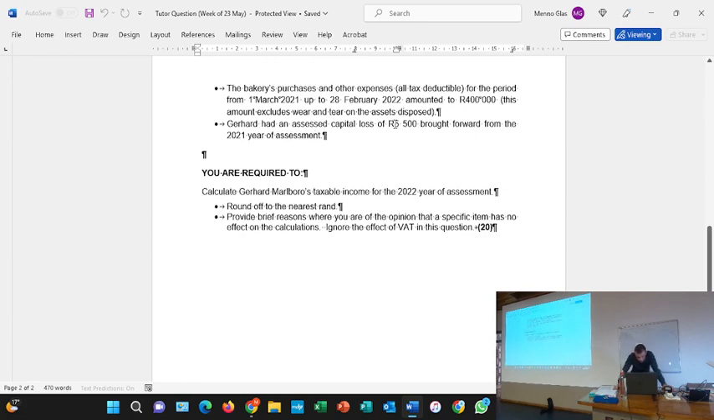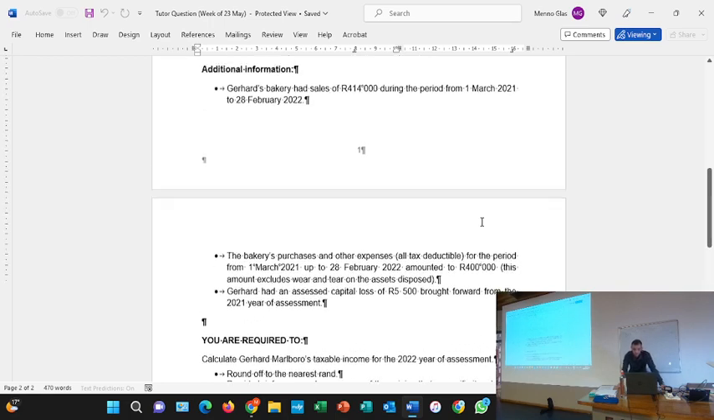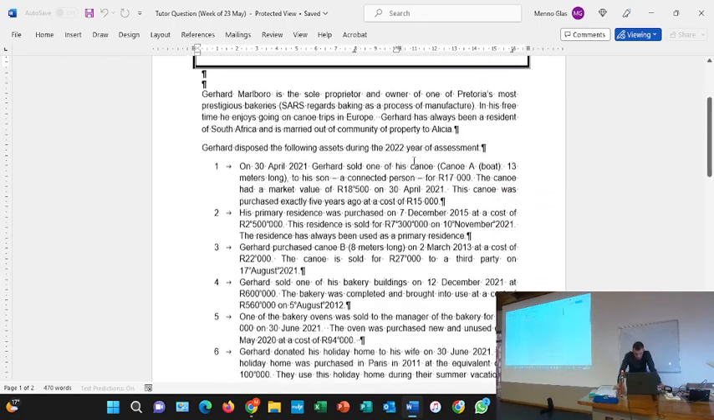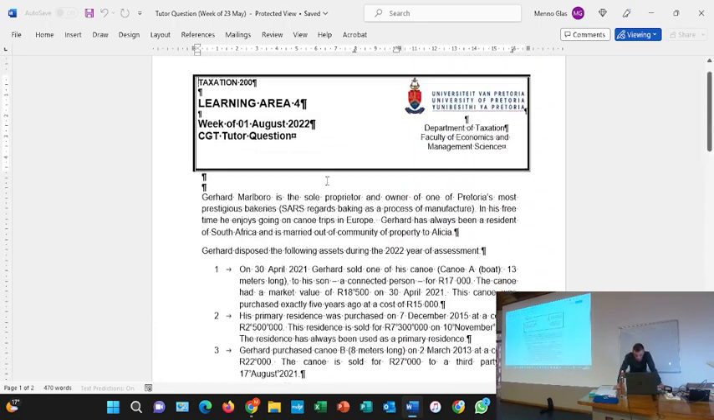Calculate Gerard Marlborough's taxable income for the 2020 year of assessment. Round off to the nearest rand, that's not that important. Provide brief reasons where you are of the opinion that specific item has no effect on the calculations. Ignore the effect of that in this question. Okay, so you have to calculate the taxable income and give reasons for null effects. Let's start at the top.